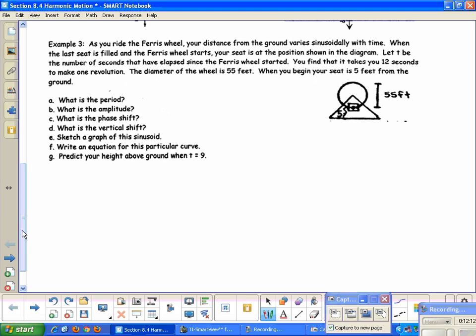So remember, the period of the function would be the time it takes to go all the way around our circle, and we're starting down here at our seat level. So it said that it takes 12 seconds to make one revolution. So we've got a Ferris wheel that's moving kind of fast here, but that's okay. So we're going at a super fast speed. So that's the period of the function.